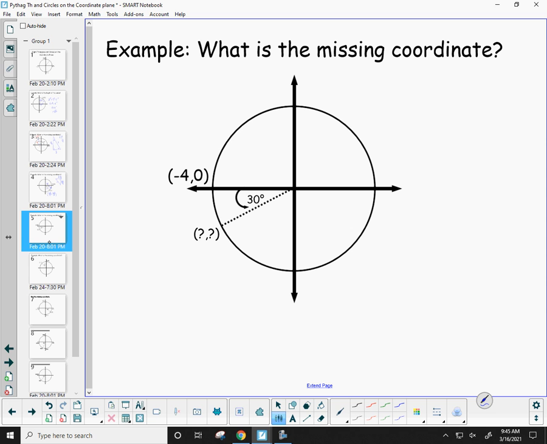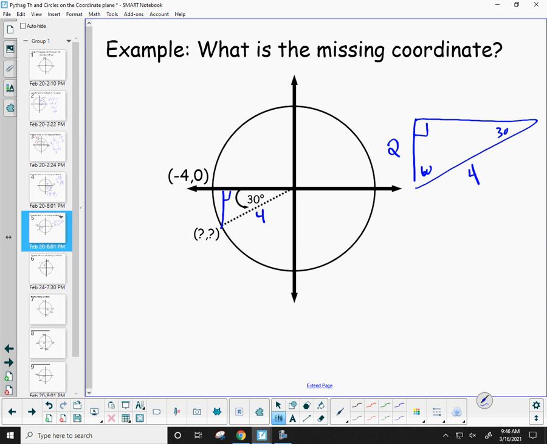Another one. All right, so first thing, let's draw our line through our axis to create a triangle. What kind of triangle do I have? 30-60-90. So this is my 30, this is my 60. Okay, so what's the length of my radius this time? 4. So the length of my radius is 4. Okay, so if I have a 30-60-90, my short leg is going to be 2, right? If my radius is 4, which is my hypotenuse, my short leg is going to be 2.